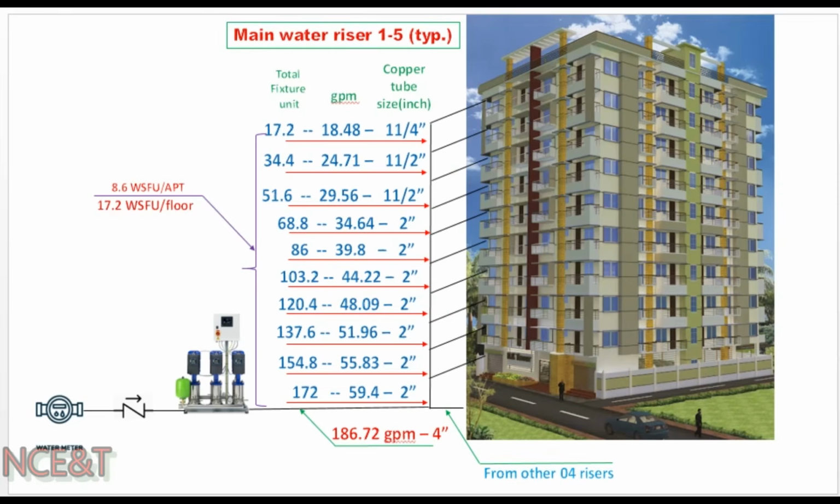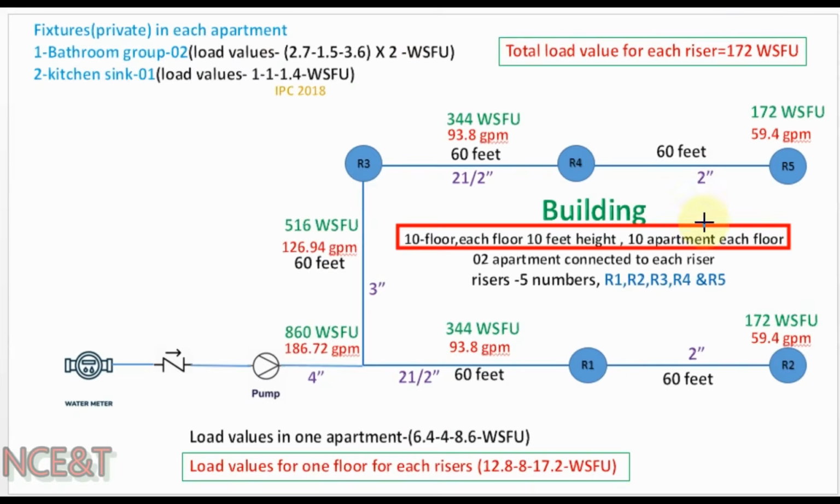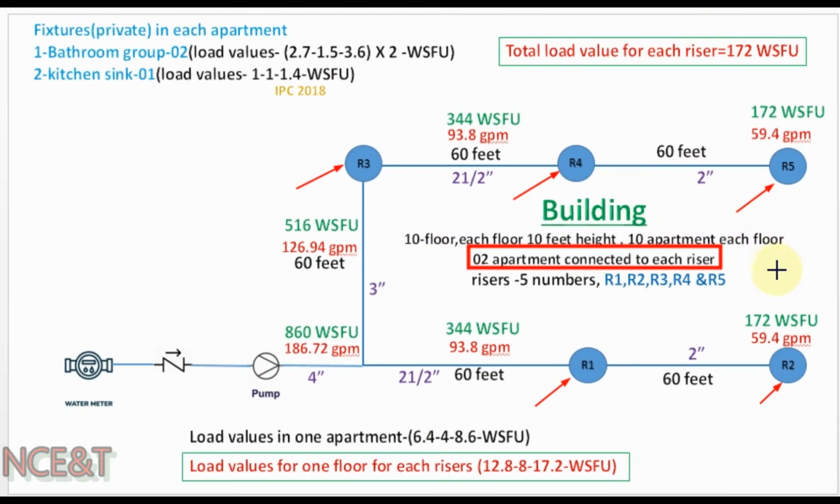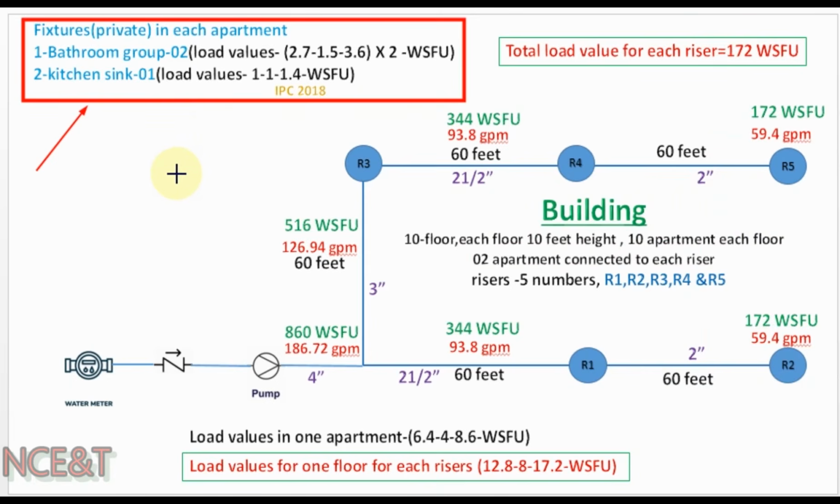To make it easy to understand, I will do a sample exercise for a 10-story building having 10 apartments on each floor, and each floor height is 10 feet. There are 5 main water supply risers, R1, R2, R3, R4 and R5. Each riser serves 2 apartments on each floor. Each apartment has 2 bathroom groups and 1 kitchen sink.